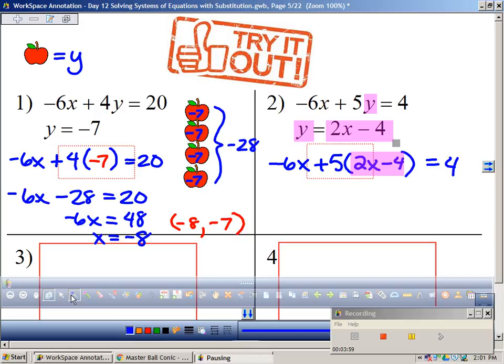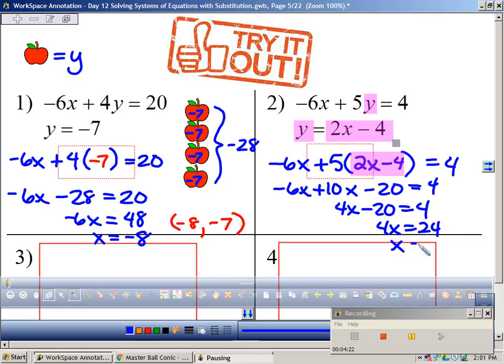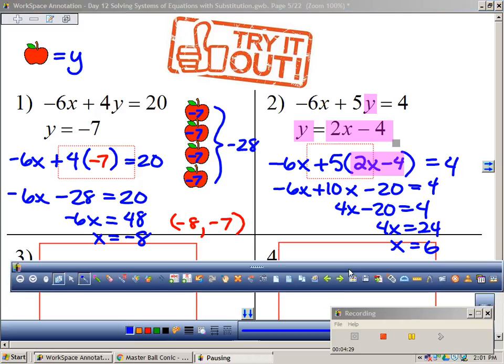When you have an x and a y, you have 2 unknowns, so you can't solve. But if I only have 1 unknown, I can solve. This becomes negative 6x plus 10x minus 20 equals 4. Negative 6x and 10x makes 4x minus 20 equals 4. 4x equals 24, so x equals 6. What would I do finally? Then you plug it back into the line. Good job. So we're going to substitute it back.